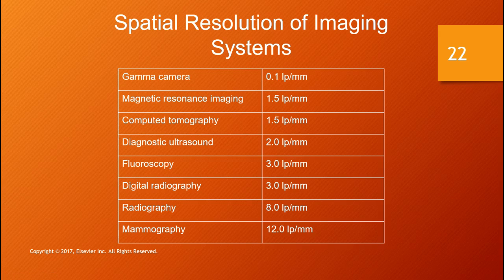Just be advised that you need to know that unit of measurement, and just look at this table and see where MRI hits, see where CT hits, see where your digital radiography hits. It has better recorded detail than computed tomography. Regular radiography is 8 line pairs per millimeter, and then again mammography, highly detailed, is 12 line pairs per millimeter.